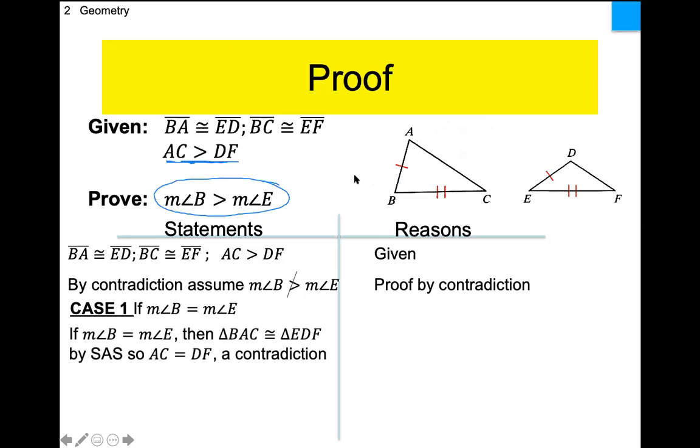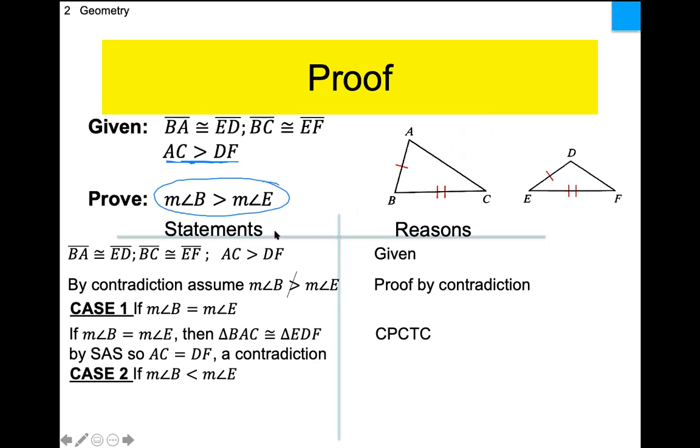So all those words right there are what I basically said. If angle B is congruent to angle E, that means their measurements are equal. Therefore, the two triangles are congruent by SAS. Therefore, AC is equal to DF, and that contradicts our given. So that's not the case, right?